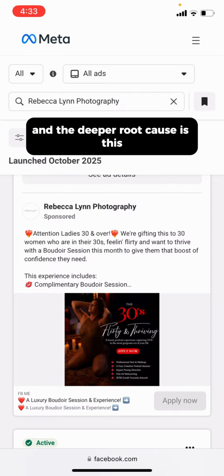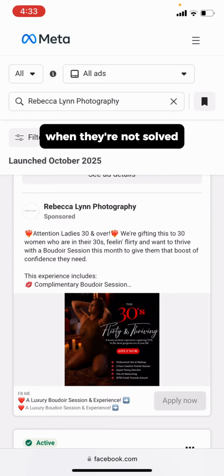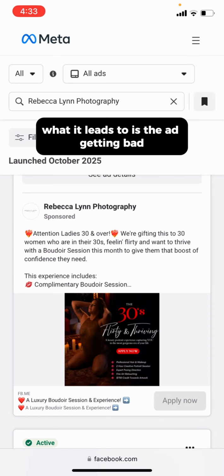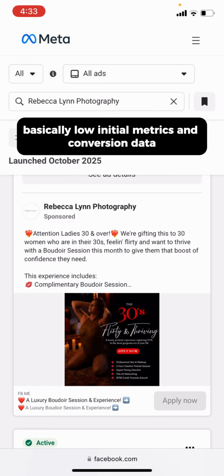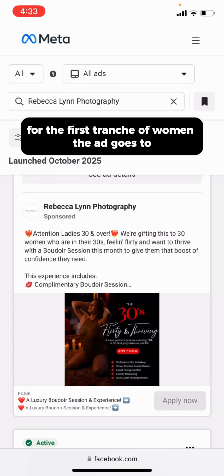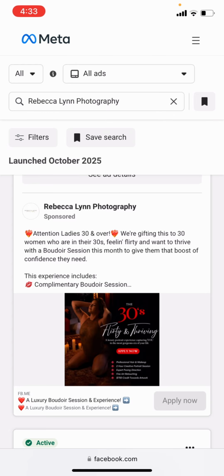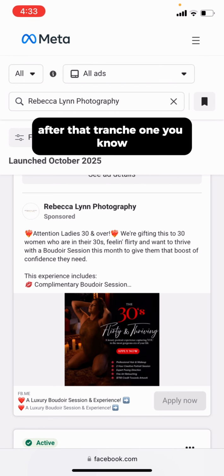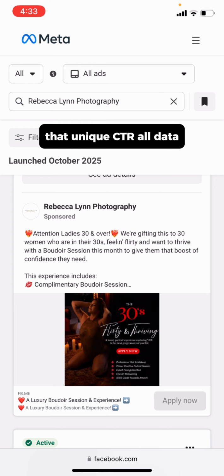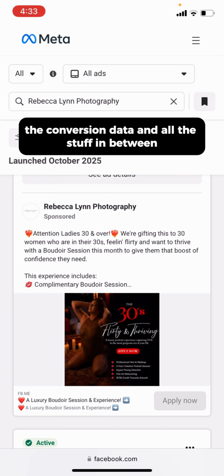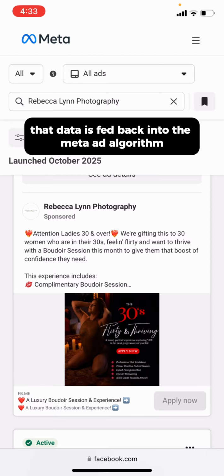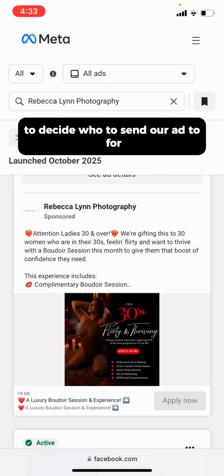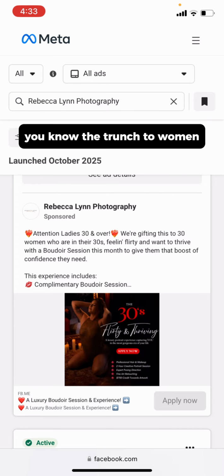And the deeper root cause is this. These 10 mistakes I'm going to talk about today, when they're not solved, what it leads to is the ad getting bad, basically low initial metrics and conversion data for the first tranche of women the ad goes to. And the way the Meta ad algorithm works is after that tranche one, that unique CTR data, the conversion data, and all the stuff in between, that data is fed back into the Meta ad algorithm to decide who to send our ad to for the tranche two women.